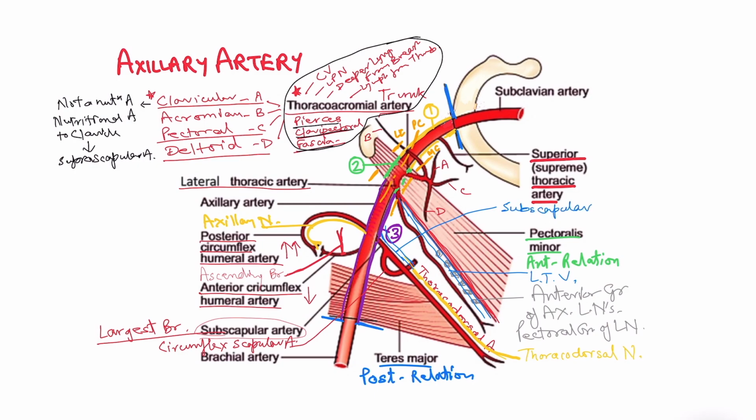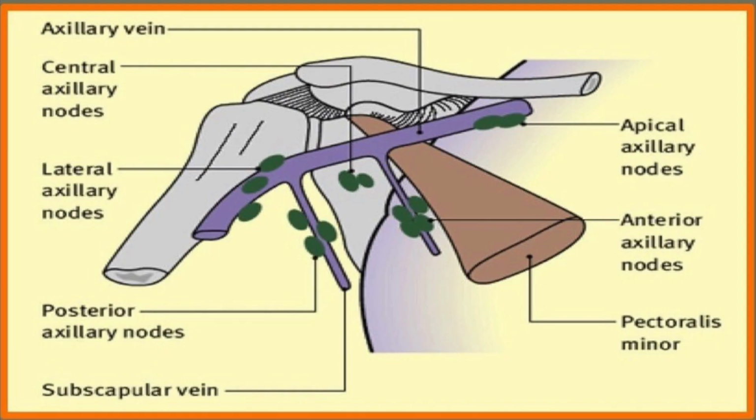vein. I'm telling you this because along its course you will find a group of lymph nodes, and this group of lymph nodes is called the posterior group of axillary lymph nodes. So remember that the anterior group of axillary lymph nodes lie along the lateral thoracic vessels along the lateral border of pectoralis minor. However, the posterior group of axillary lymph nodes lie along the course of the subscapular vessels along the lateral border of the scapula.